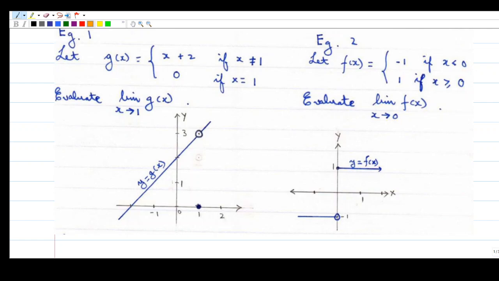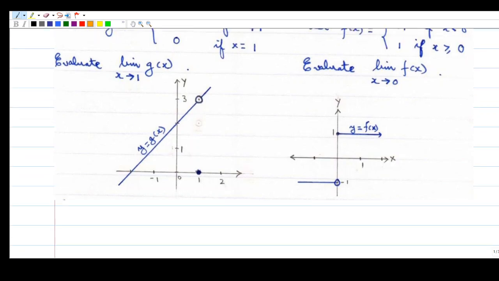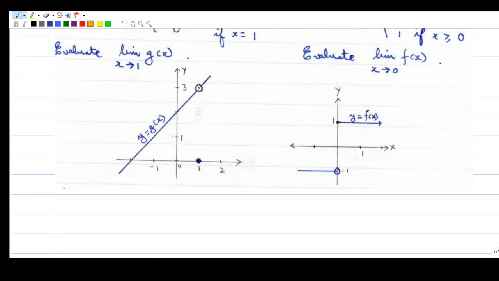Example 1, let g of x equal to the split function x plus 2 if x is not equal to 1, and g of x is equal to 0 if x is equal to 1. You can see below that there's a graphical illustration for the function g. What is required of us is to evaluate the limit of g of x as x approaches 1.